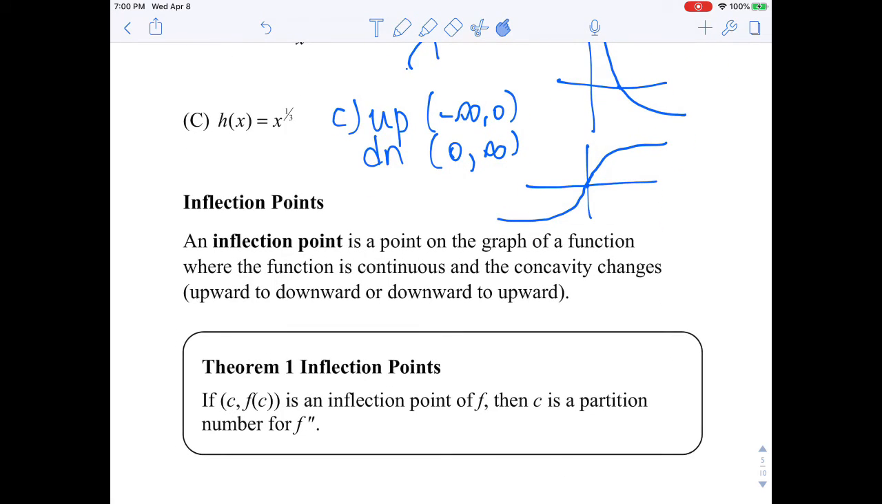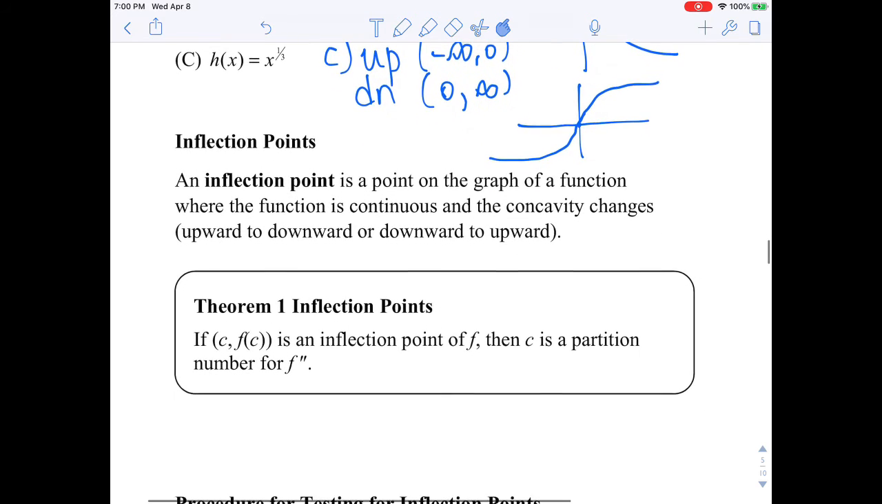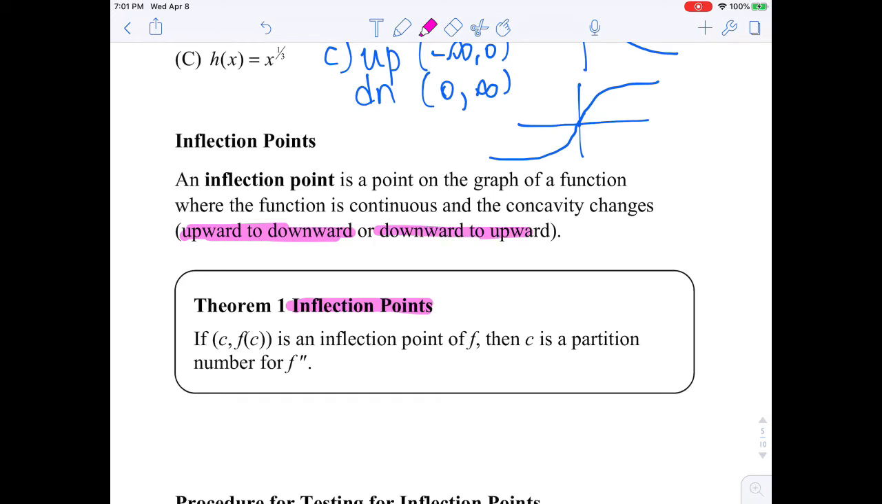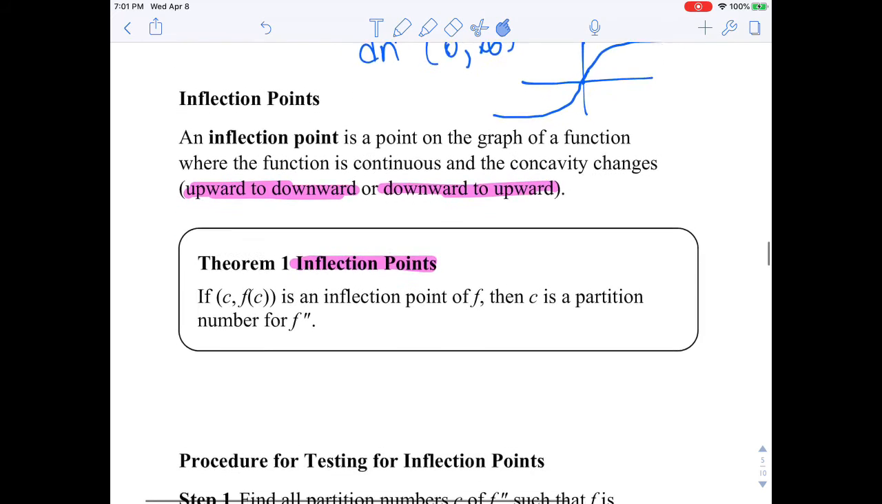So if you took notice, especially on that last graph, you saw where there was this point where it changed from concave up to concave down. Or in the previous example, we saw where it went from up to down and down to up. So that point is called an inflection point, where it changes from up to down or down to up.